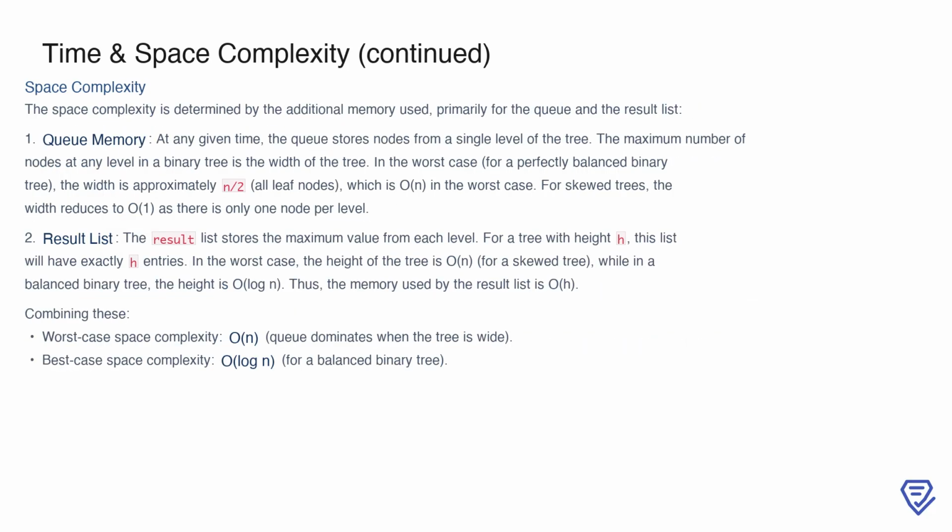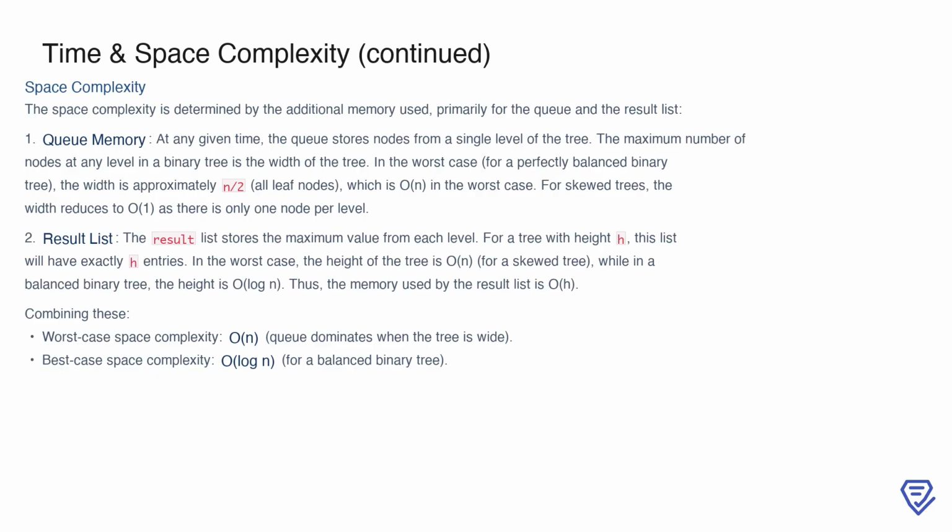Now let's analyze the space complexity, which primarily depends on the memory used by the queue and the result list. The queue holds nodes from a single level of the tree at any given time. The maximum number of nodes at one level corresponds to the width of the tree. In the worst-case scenario, such as in a perfectly balanced binary tree, the width can be up to n/2, leading to an O(n) space requirement for the queue.